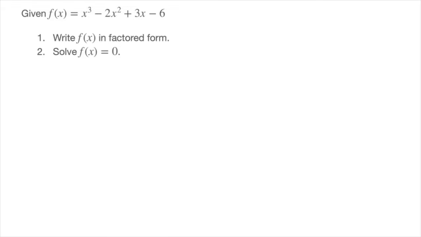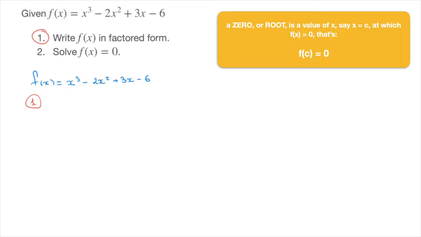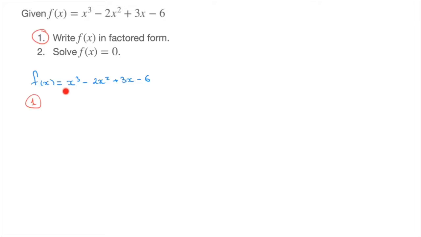So the polynomial we're dealing with in this case is f(x) = x³ − 2x² + 3x − 6. And our first job is to write it in factored form, so I'll just write 1 here. Just as we said in our previous example, to write a polynomial in its factored form, we need to find its zeros, also known as roots. And again, just as in the previous example, we notice that in this case, the leading coefficient is equal to 1. Indeed, there's only one x³.